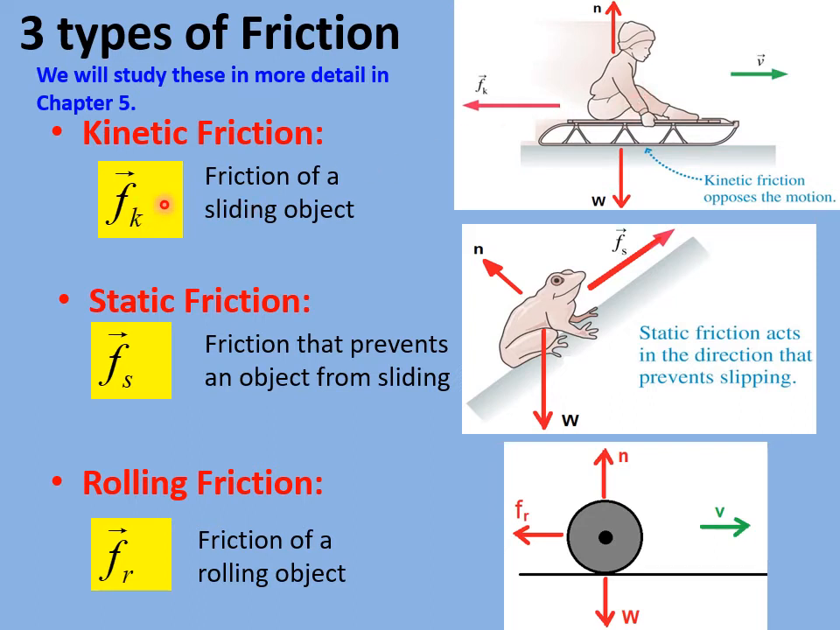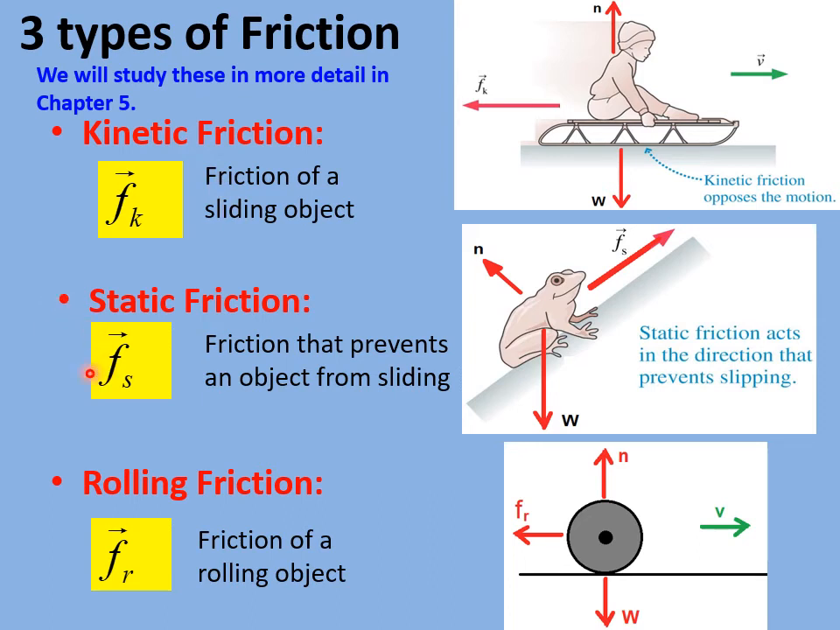So friction in this book that you're using is designated by a lowercase f. Notice the little arrow on top. Remember, that just means that friction is a force, which is a vector. It has a direction. It points in a certain direction. And the subscript k down here reminds us that this is kinetic friction. There's another type of friction that's very important called static friction.